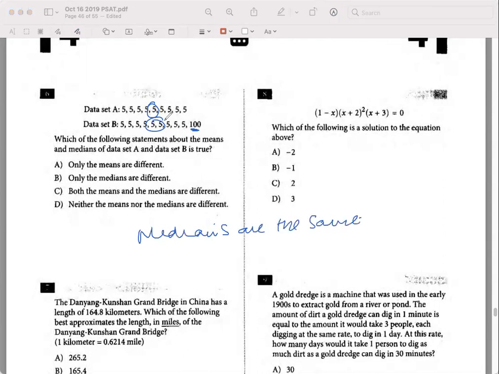The mean would obviously be different because this 100 will skew the mean to the right, right? It's a big number. So when we sum the data points, this 100 will skew it. So only the means are different here. The medians are the same. So option A.